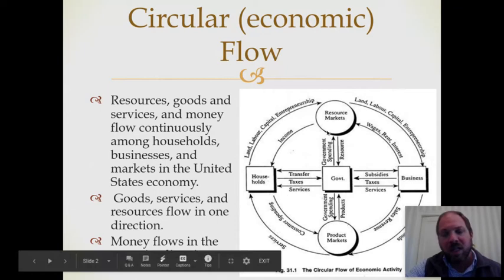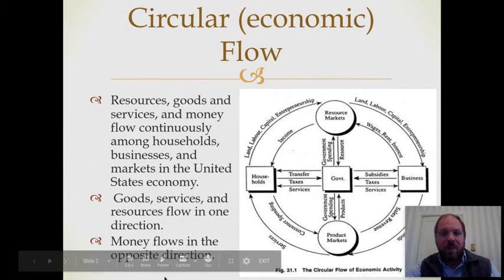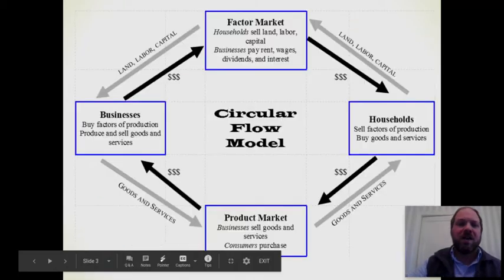And if you look at the inner circle, you'll see that money is flowing the opposite direction. Income, consumer spending, wages, rent, and interest. So it's all money. All right, let's move on to our second diagram. I thought this was a great diagram to explain circular flow. I want to go over a couple things, and then I'm going to give you some examples.